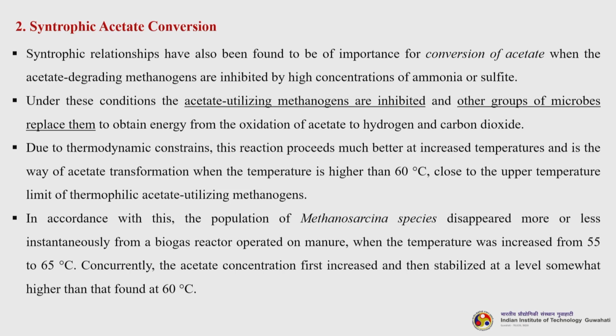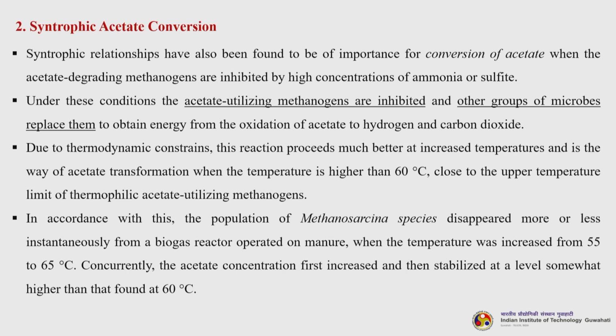Under these conditions, the acetate utilizing methanogens are inhibited and other groups of microbes replace them to obtain energy from the oxidation of acetate to hydrogen and carbon dioxide. Due to thermodynamic constraints, this reaction proceeds much better at increased temperatures and is the way of acetate transformation when the temperature is usually higher than 60 degrees centigrade. So, that is the upper limit of the thermophilic acetate utilizing methanogens.